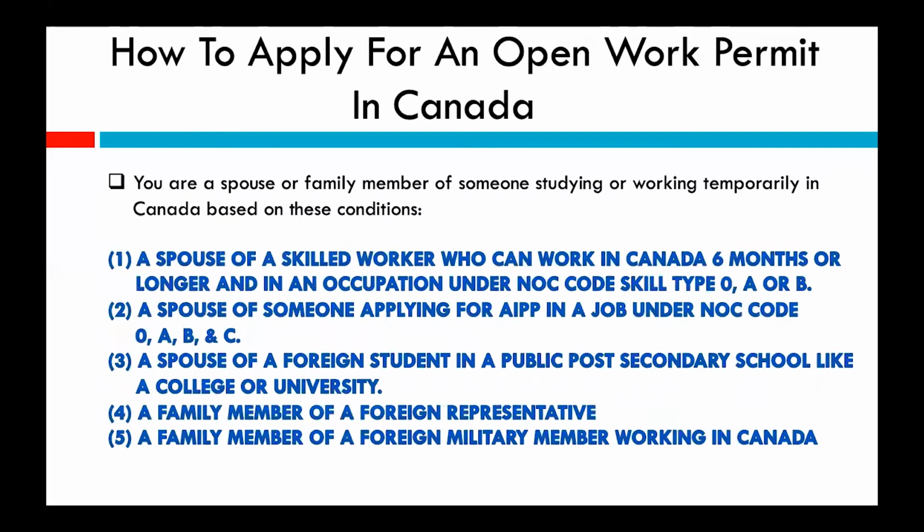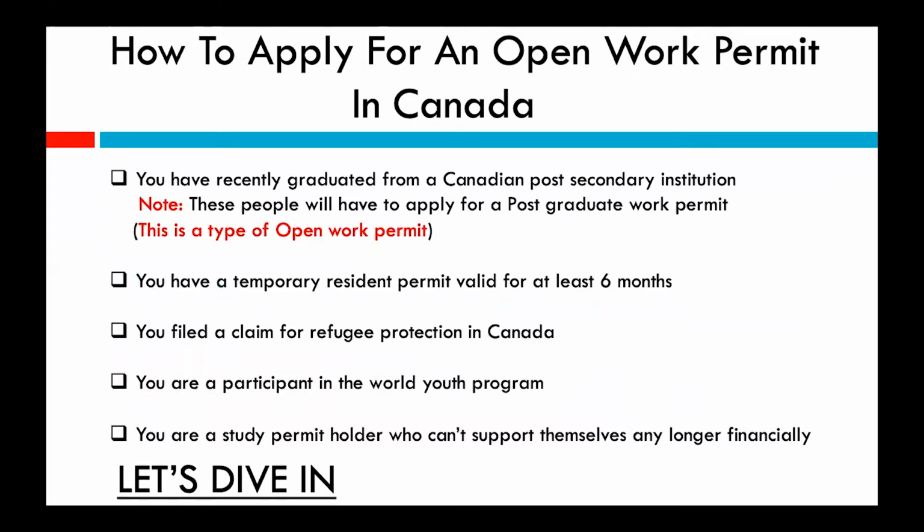And then for this option, you're a spouse or a family member of someone studying or working temporarily in Canada based on the conditions below. You can pause and read those conditions and see if it applies to you or your spouse. And then finally, you've recently graduated from a Canadian post-secondary institution. Definitely this one would be for a postgraduate work permit, which is also a type of open work permit.